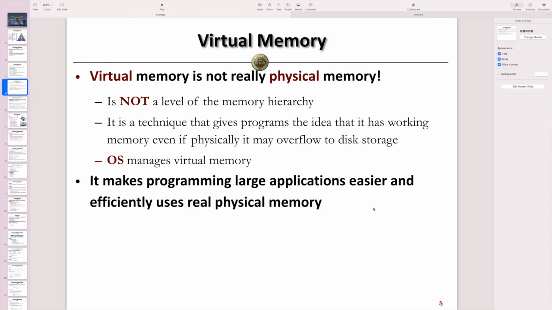Right? This virtual memory can be very helpful. It may make programming large applications much easier and also efficient. It uses real-world physical memories, so it is not one part of the hierarchy we showed before. It's one space inside the hard drive. However, this can be used to assist the memory to make it run much faster.